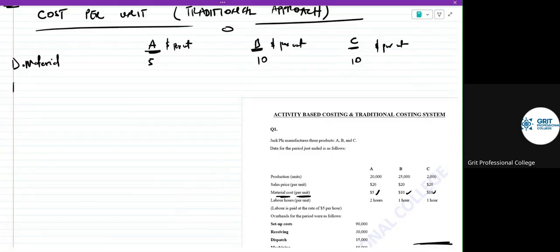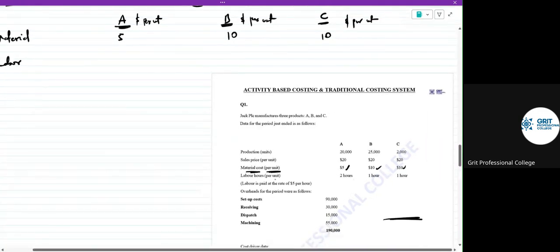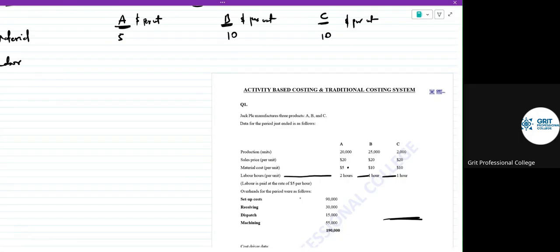Okay, next one. Direct labor. Now, what do you see as the information provided here when it comes to labor? This is the labor hours per unit. Simply translated, this is the number of hours required to produce one product A, one product B, and one product C. But what we are looking for here is the cost per unit. So how do we get it?